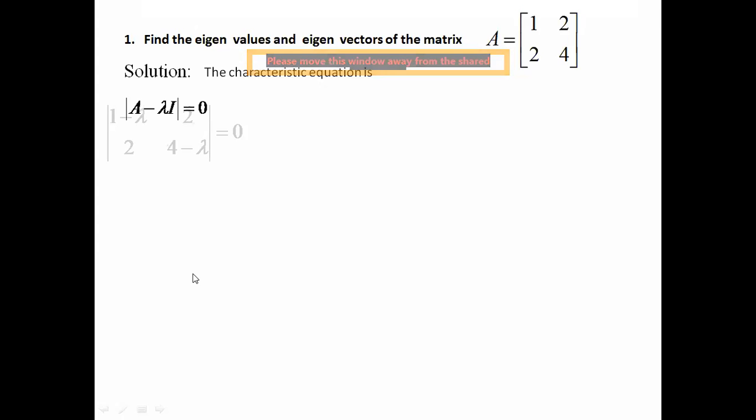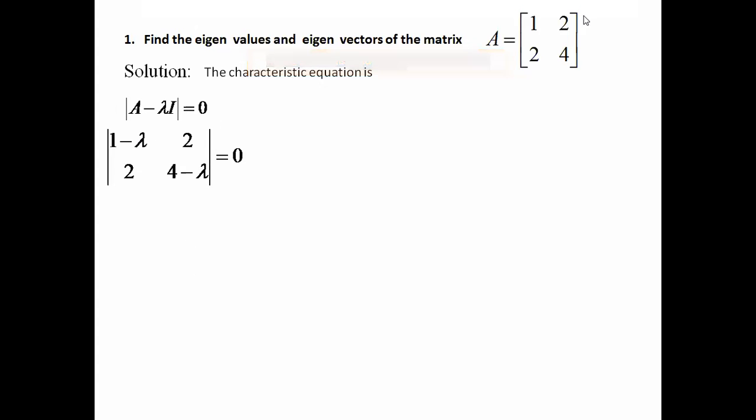So we can directly write the characteristic equation as the determinant. Write this determinant, and all elements remain the same except the diagonal elements. What is the change in the diagonal elements? That diagonal element minus lambda. So it is 1 minus lambda, 4 minus lambda, equal to 0. Like that, write the characteristic equation. But it is a determinant symbol.